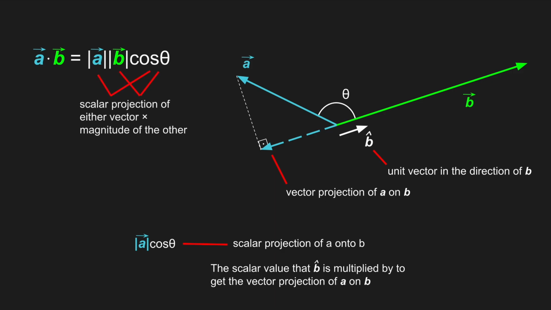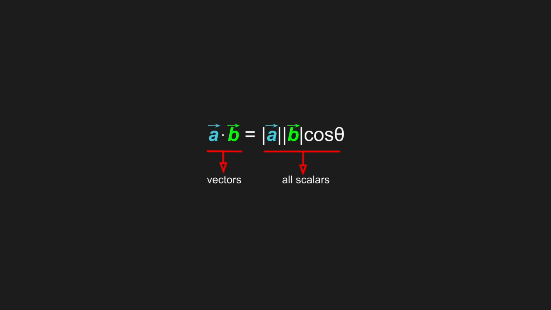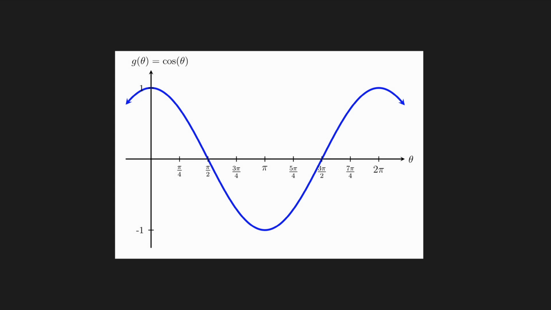So, the dot product is actually the product of one vector's magnitude and the scalar projection of the other. The dot product of two vectors gives us a scalar result. Thanks to the cosine in our formula, the result gives us an idea of how our vectors are relatively oriented. In other words, how much they point in the same direction.